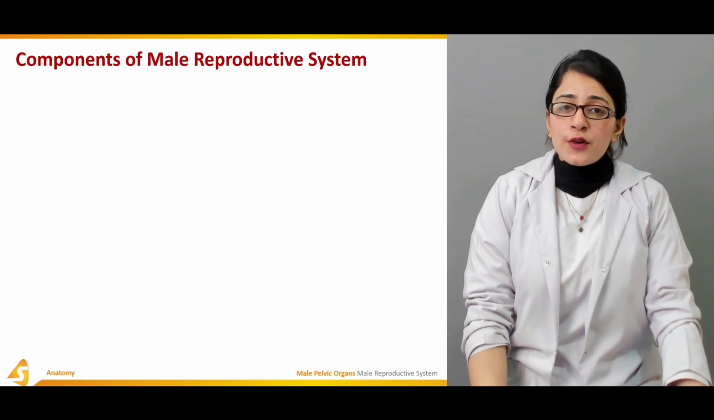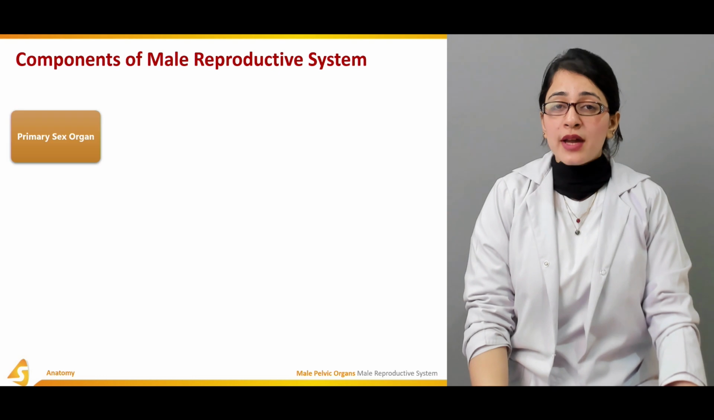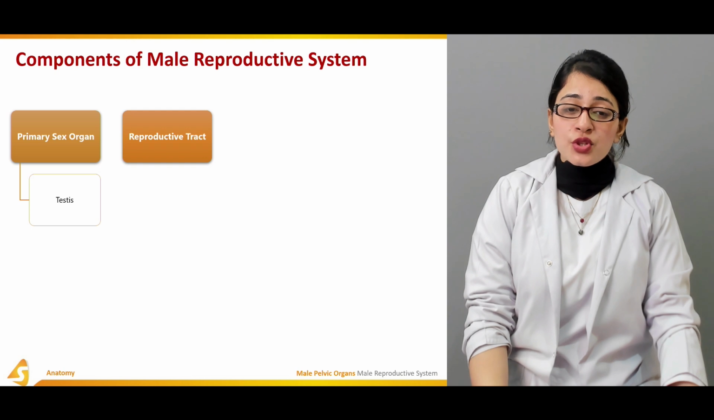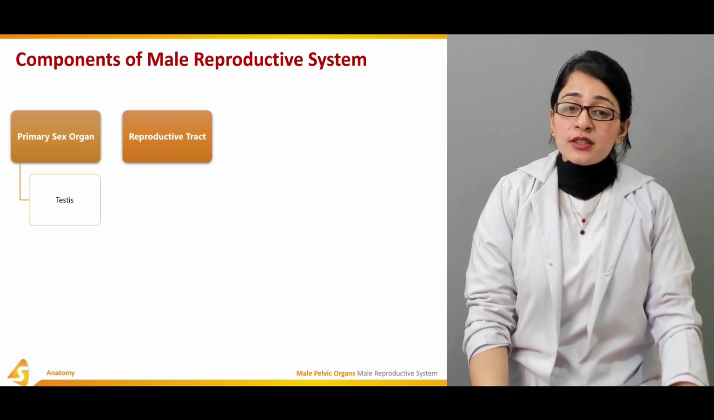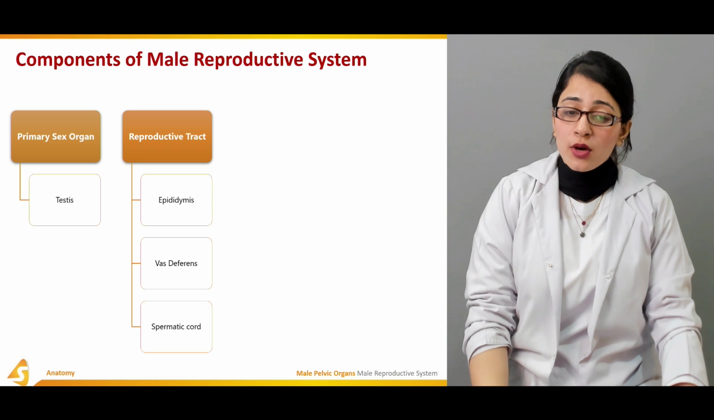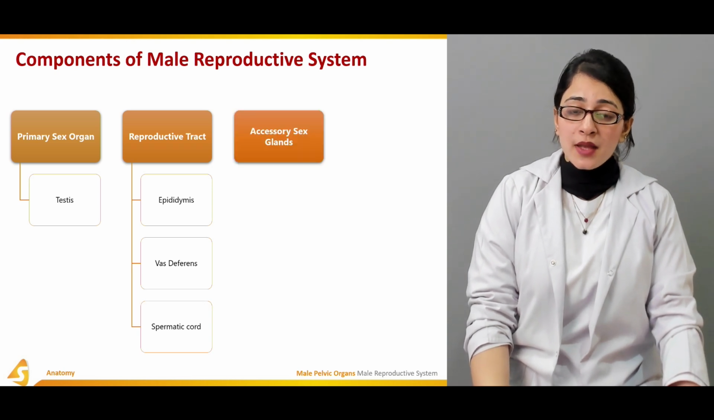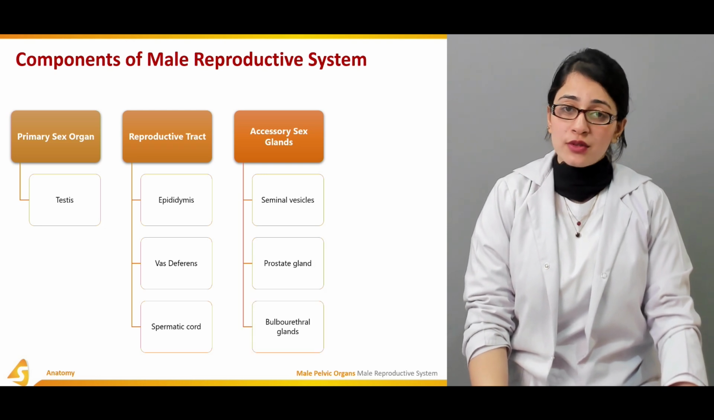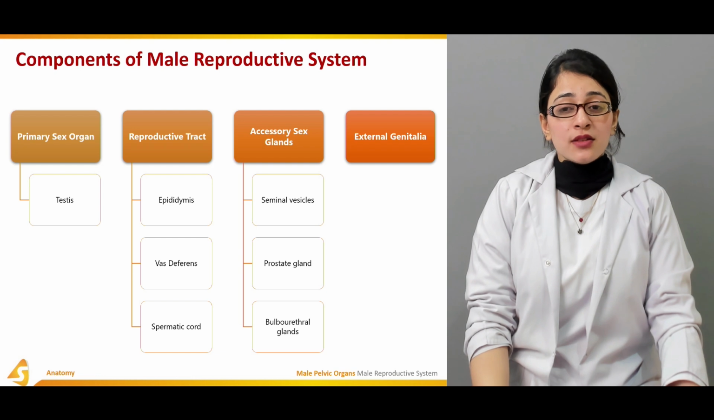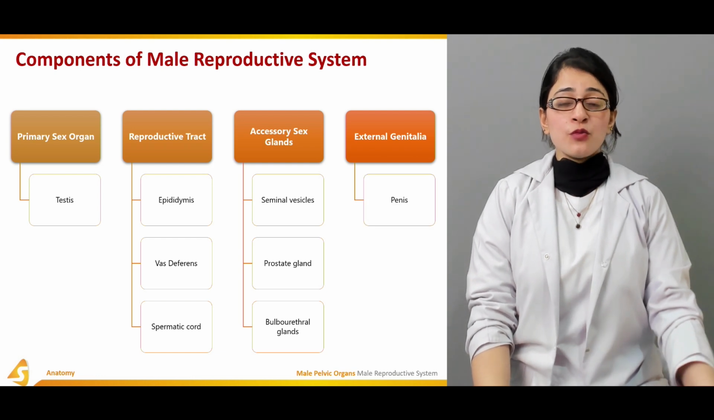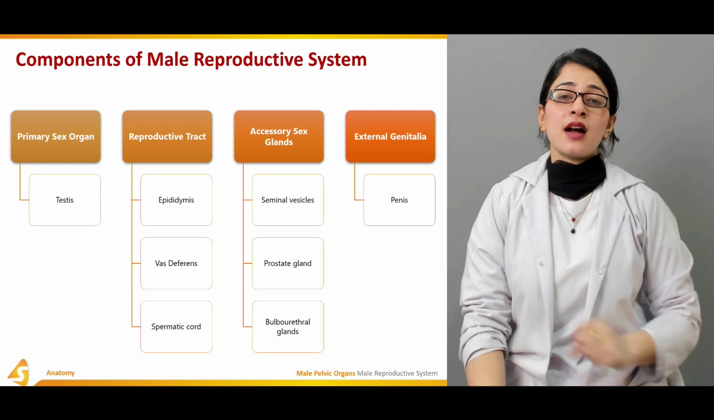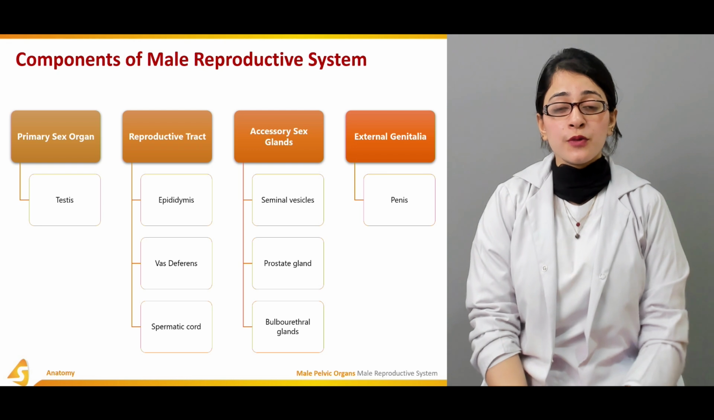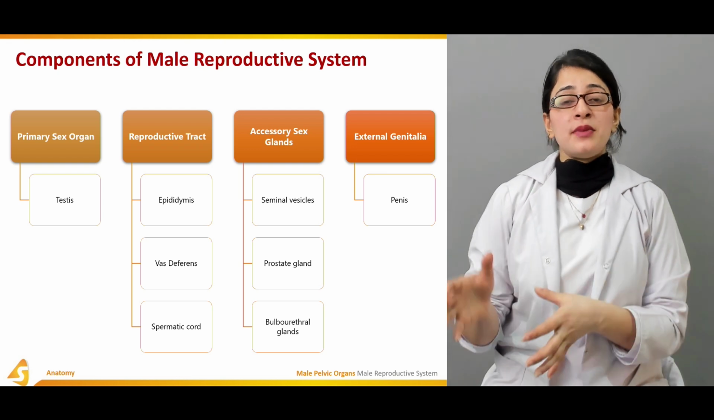Now, the components of the male reproductive system involve the primary sex organs, which are the testes. The reproductive tract involves the epididymis, the vas deferens, and the spermatic cords. Accessory glands involve the seminal vesicles, the prostate gland, and the bulbourethral glands. And lastly, the external genitalia, which involves the penis. So these are the four major categories of the male reproductive system, into which the organs are subdivided.